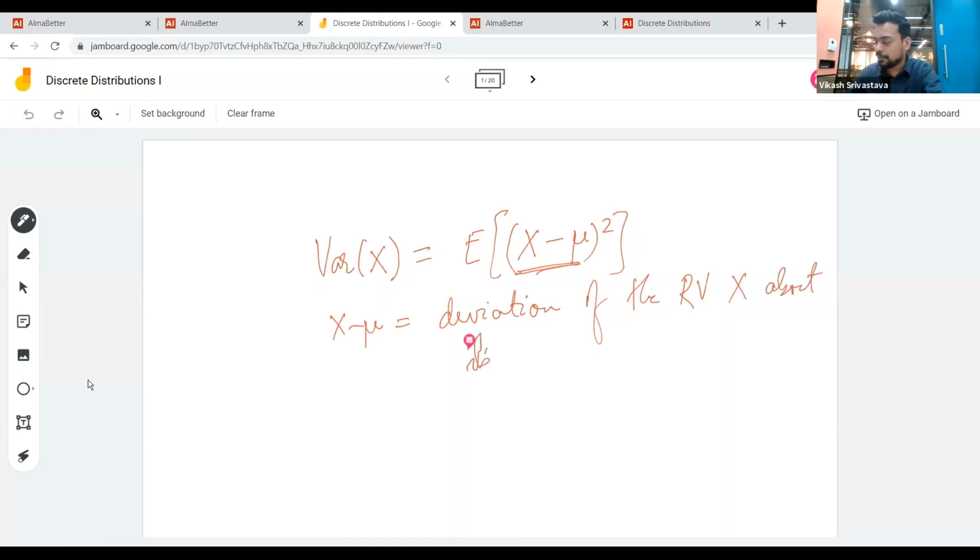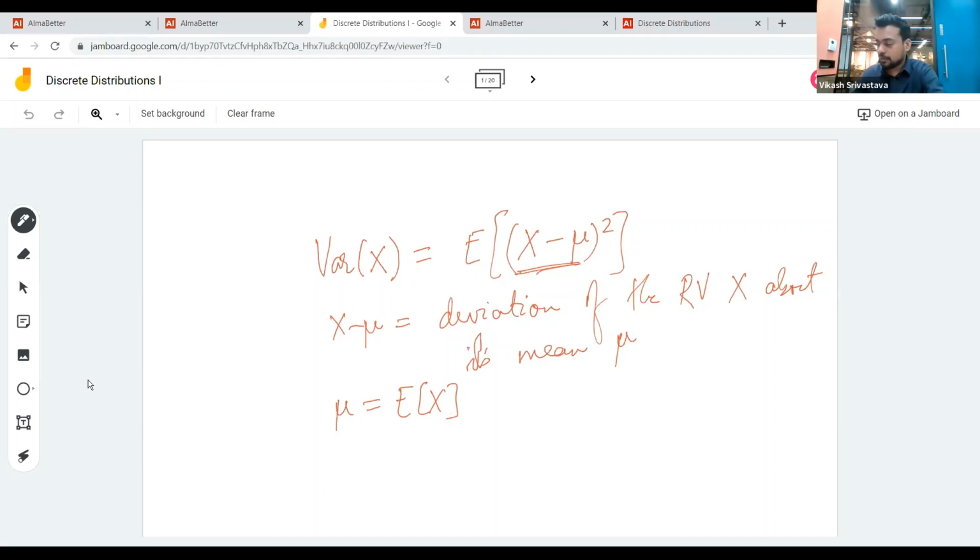And you know what mu is. It's pretty simple: mu is just the expectation of x. So variance is defined as the square of this deviation of a random variable about its mean, and we calculate the expectation of that squared deviation. This is how variance is defined.